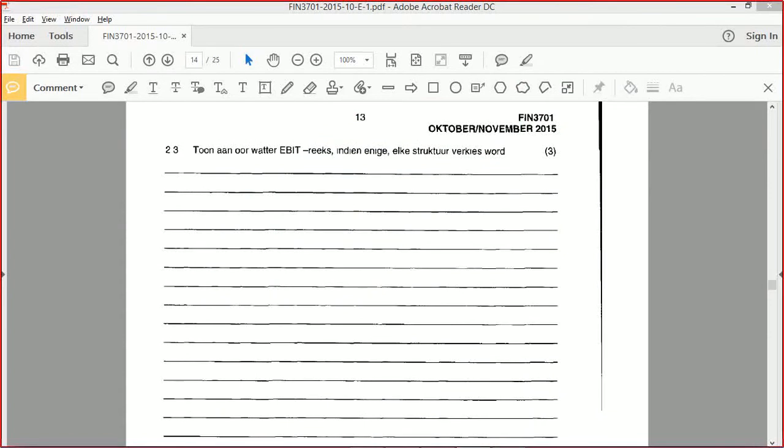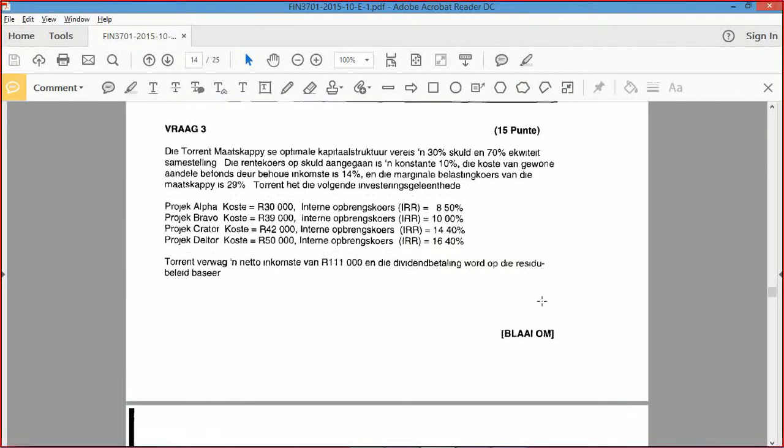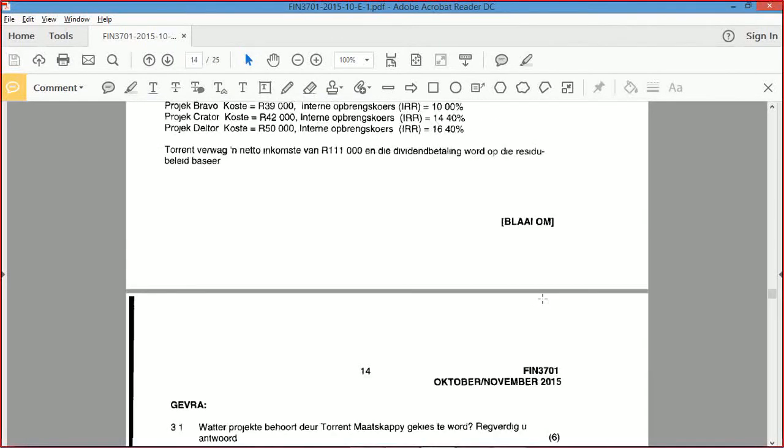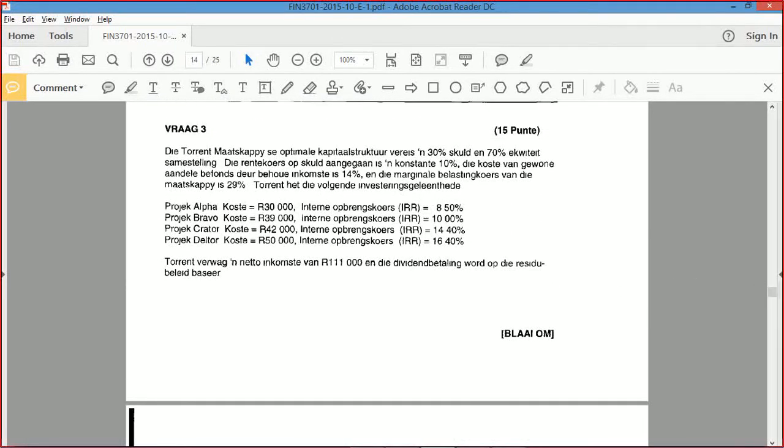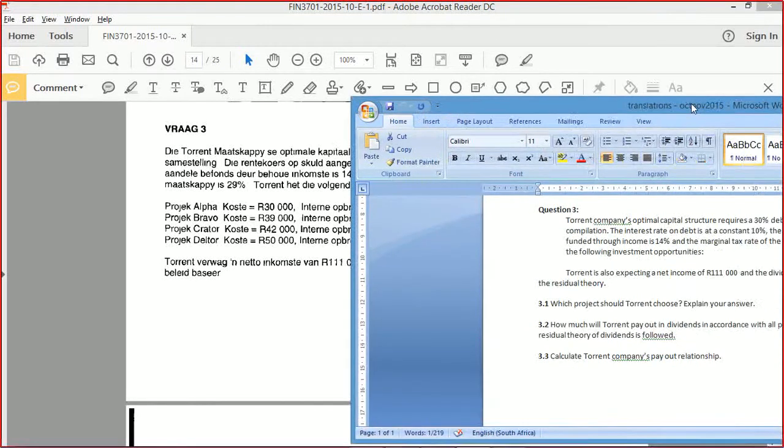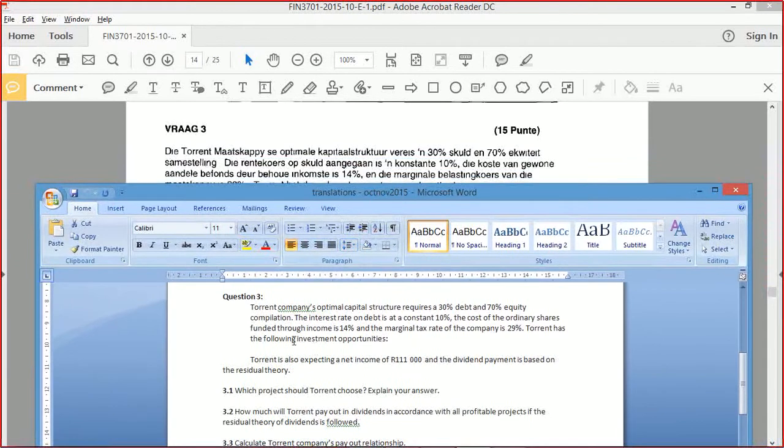Cool. All right, then we had another question, which was this one. This was short, and then they asked you some questions after that. So let me just put up this bit. Okay, so question 3 gave you a company with an optimal capital structure, 30% debt, 70% equity. Yeah. Interest rate on the debt was 10%, that was constant. Cost of the ordinary shares was 14%. The tax rate was 29%.